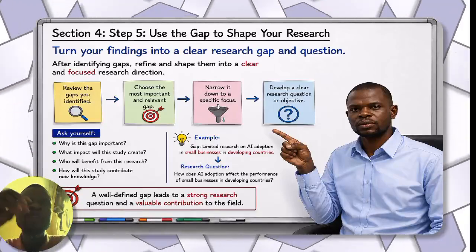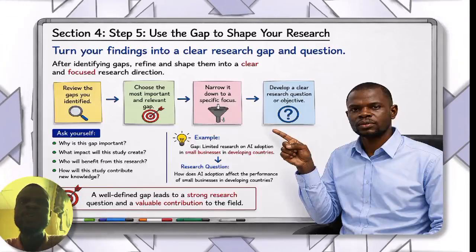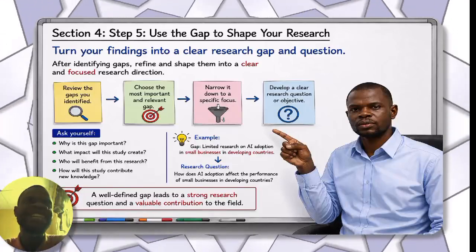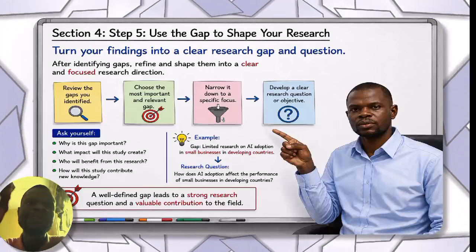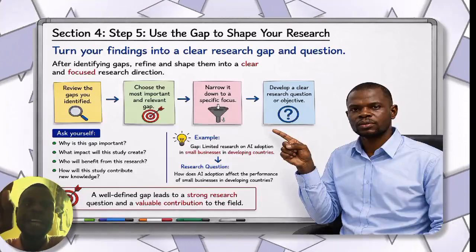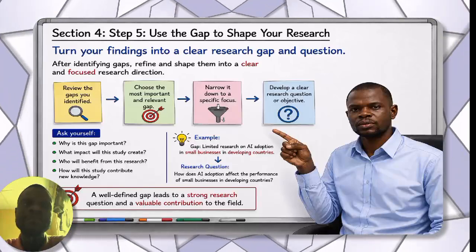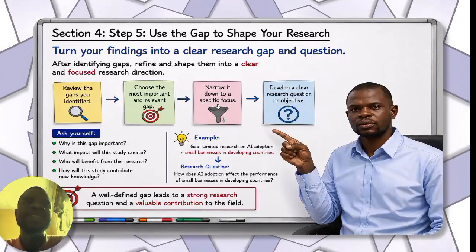For example, studying a very narrow issue with little real-world relevance may not attract attention from journals, supervisors, or even reviewers. The best research gaps combine three important things. One, novelty. Two, importance. And three, feasibility.